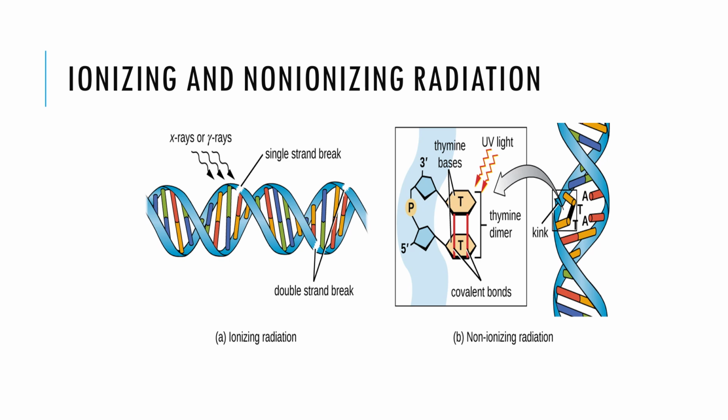In ionizing radiation, because of X-rays or gamma rays, you can see there is a single strand break or double strand break. In non-ionizing radiation, as you can see here, thymine is present here and here. Instead of forming a bond with adenine, a thymine-thymine dimer is formed because of UV light. When the UV light falls on the DNA strand, a thymine-thymine dimer is formed, and it is a covalent bond, so it is not easy to break down.